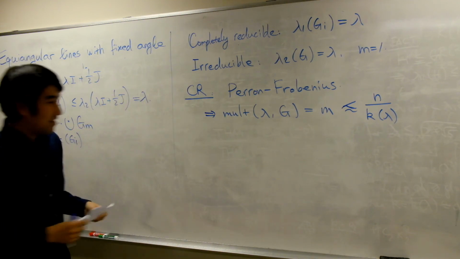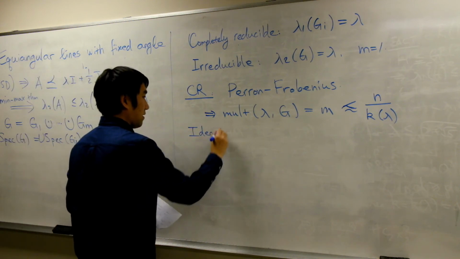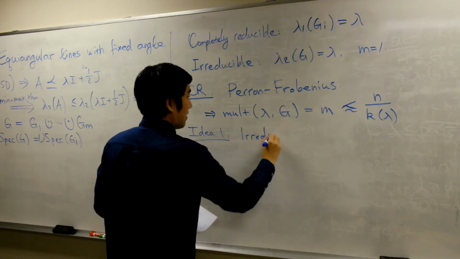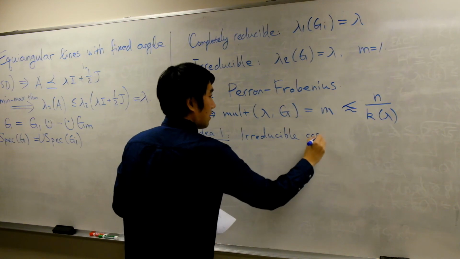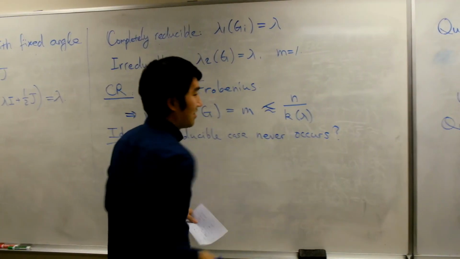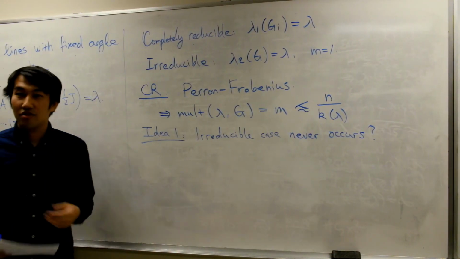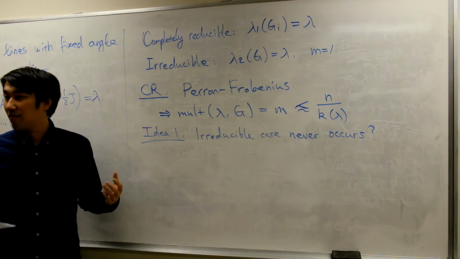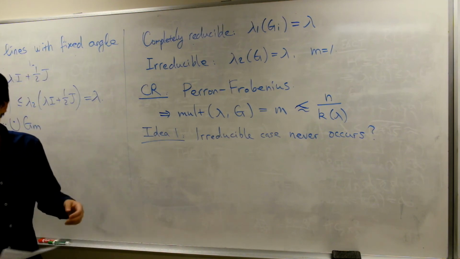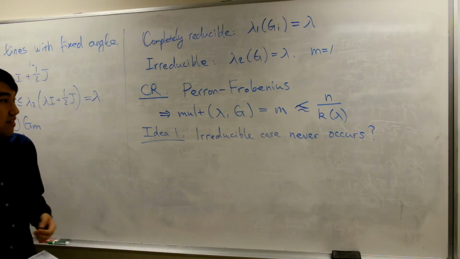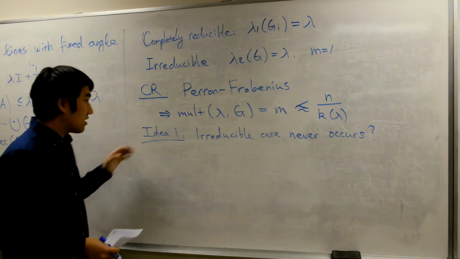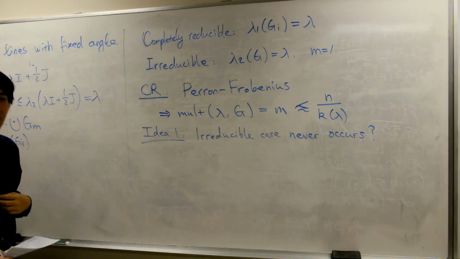So idea number 1: well, maybe the irreducible case never occurs? Maybe we haven't used the PSD condition enough. We just took the second largest eigenvalue, we just did some minimax theorem here. Maybe the PSD condition will tell you the irreducible case never occurs. Hence, we are in the completely reducible case, hence the conjecture. So that's actually the starting point of the project with Polyanskii.